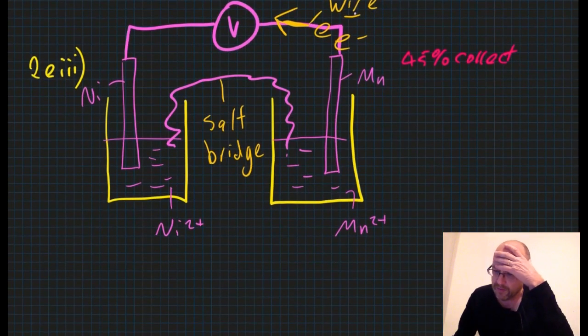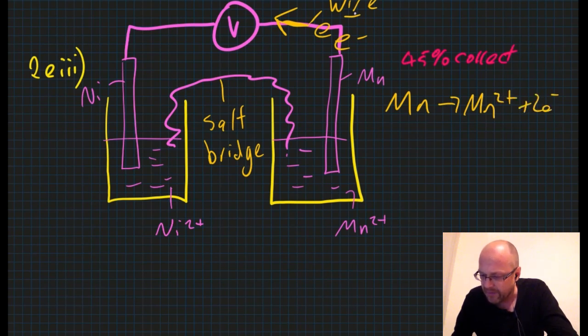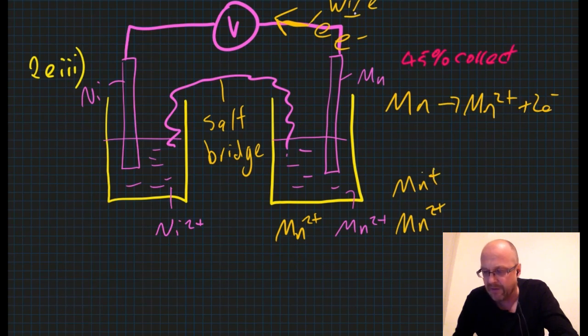All right then. So as manganese turns to manganese 2+ and 2 electrons, what's happening is this cell here is becoming more and more positive. The manganese 2+s are building up and building up. So what's going to be attracted to the manganese 2+ is going to be the negative ion in the salt bridge, because negative ions are going to go over, attracted to the 2+.